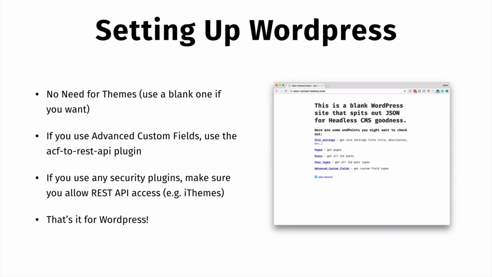And something I did come across is I was using the iThemes Security plugin, and by default that turns off the API. You just have to go in and check that off. And I'm sure other security plugins do something similar. And that's really it for WordPress.